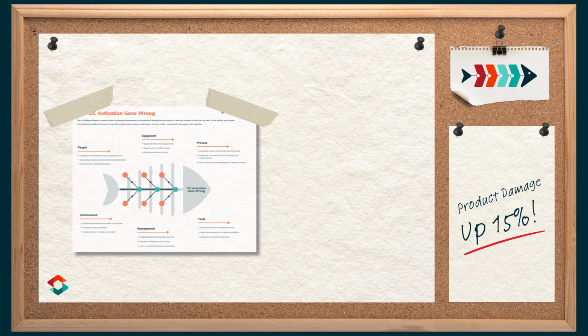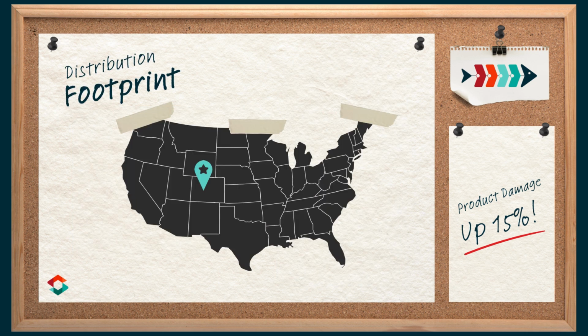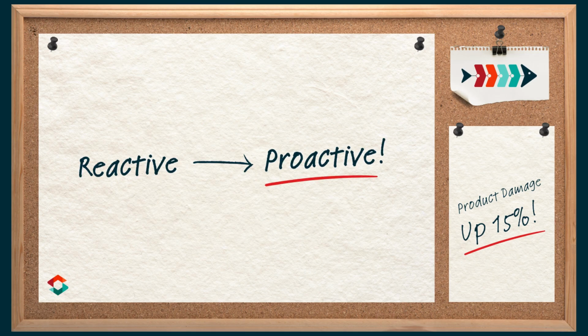Continuous improvement isn't just about overhauling everything overnight. It's about identifying the true cause of problems, solving them at the root, and building a culture that keeps getting better over time. So whether you're running a 100,000 square foot facility or managing a nationwide network, Fishbone Forensics is built to help you shift from reactive firefighting to proactive problem solving.